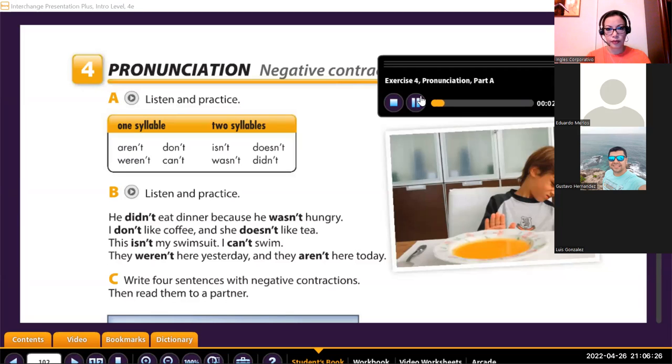Page 102, Exercise 4, Pronunciation. Negative contractions. Part A. Listen and practice. One syllable. Aren't. Weren't. Don't. Can't. Two syllables. Isn't. Wasn't. Doesn't. Didn't.